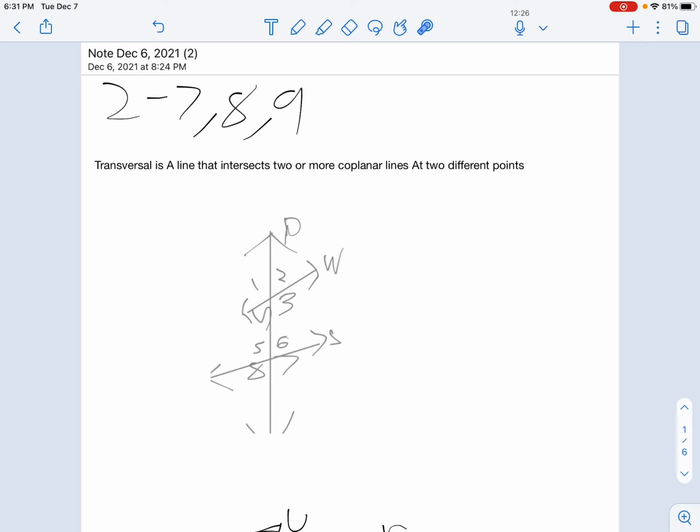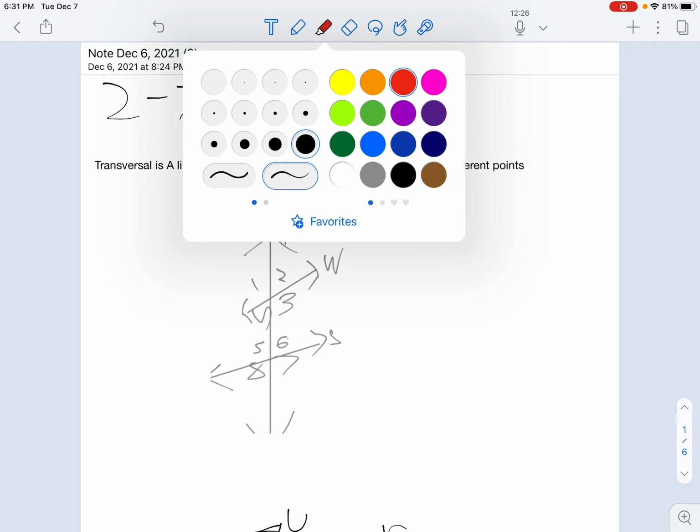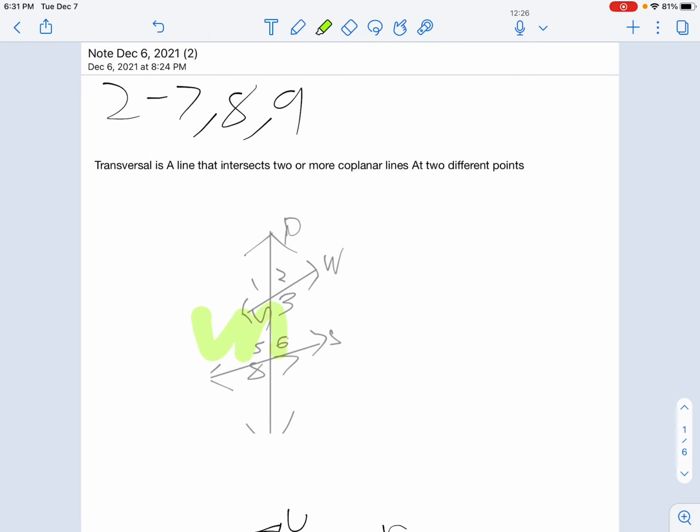Now, the interior, which let's color in green, is in between both coplanar lines. The 4 angles that are in the interior are called interior angles. So the angles would be 3, 4, 5, and 6. Those are our interior angles.